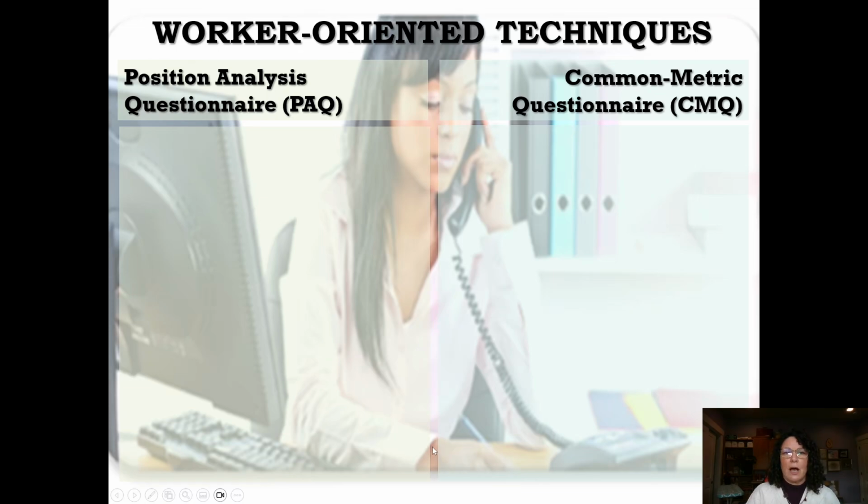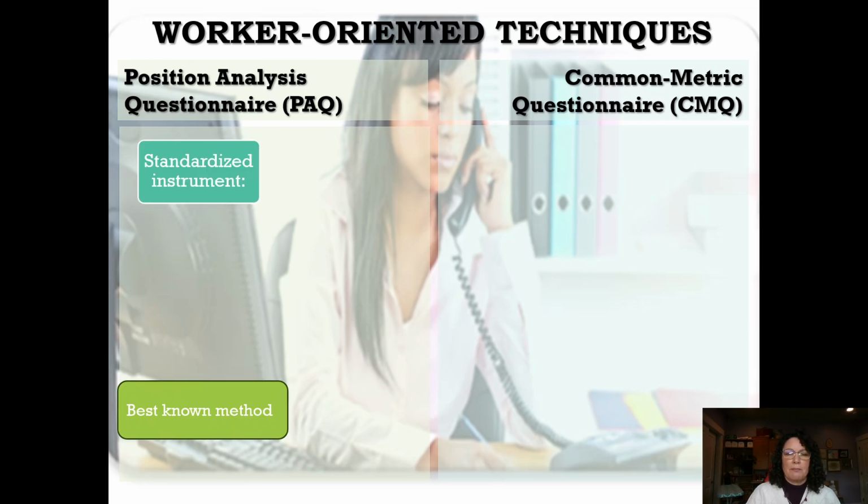All right, now there are two other kinds of worker-oriented techniques that I wanted to compare side by side. The position analysis questionnaire, and then the common metric questionnaire. So these are tools that we can use to actually just ask questions in a very structured way. The position analysis questionnaire is the best known method of collecting this kind of information. It's a standardized instrument, what that means is that there are ways that you're supposed to administer it, that everybody gets the same basic experience when they're completing this questionnaire.